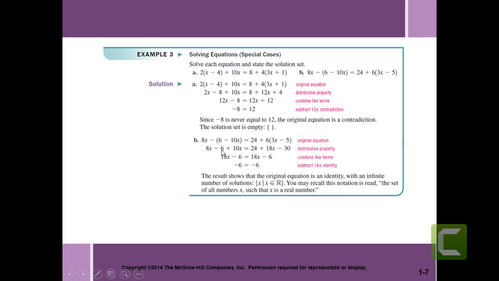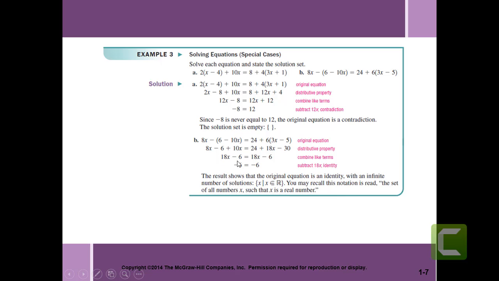And so here's what you get, and there's your 18x minus 30. Now if you add like terms, you get 18x minus 6. You add like terms here, you're going to get a minus 6. So 18x minus 6. And look at this, the x's drop out again, right? And now this time you get negative 6 is equal to negative 6, which is true, right? That's a true statement. That will always be true.